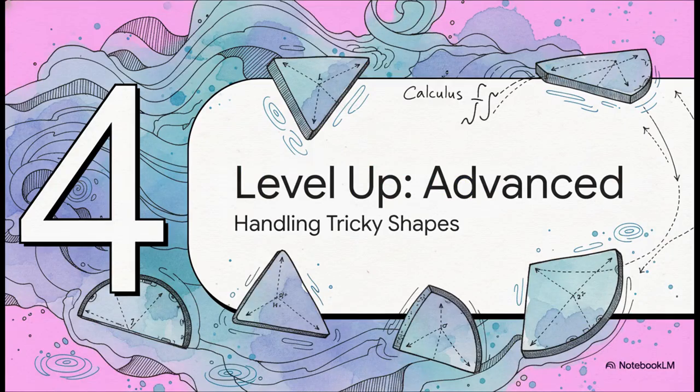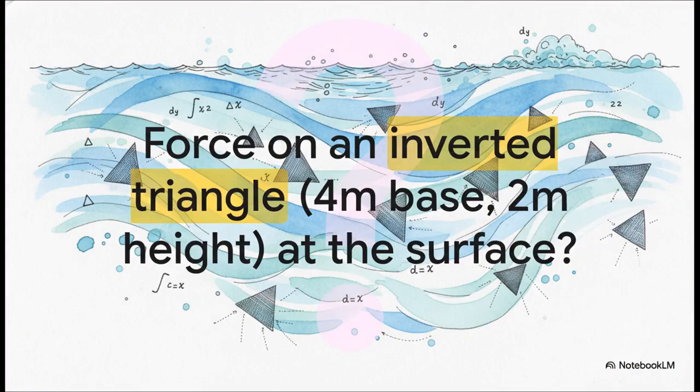Okay, so we've got the basics down with a nice, easy rectangle. But now let's level up and tackle some problems where things get a little more interesting. This is where you really see the power of calculus. So for our next challenge, we've got a shape where the width is no longer constant. We have this upside-down triangular gate, and we need to find the total force on it.